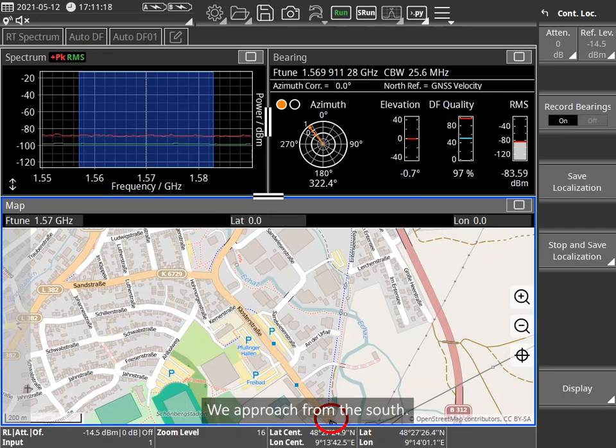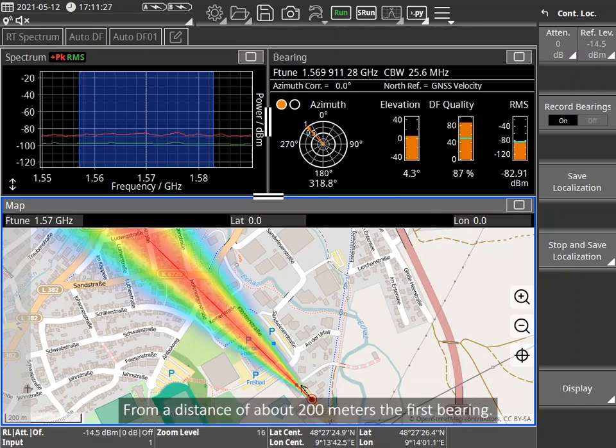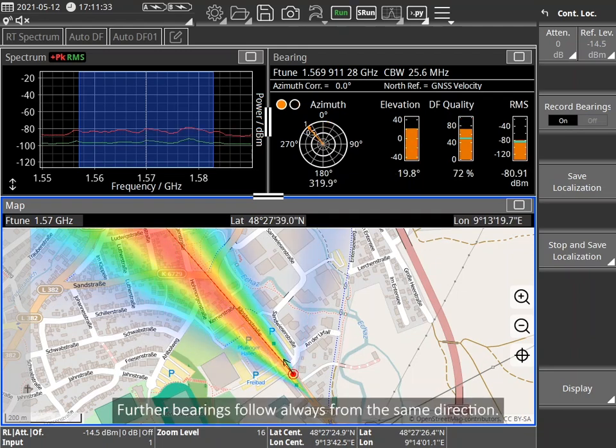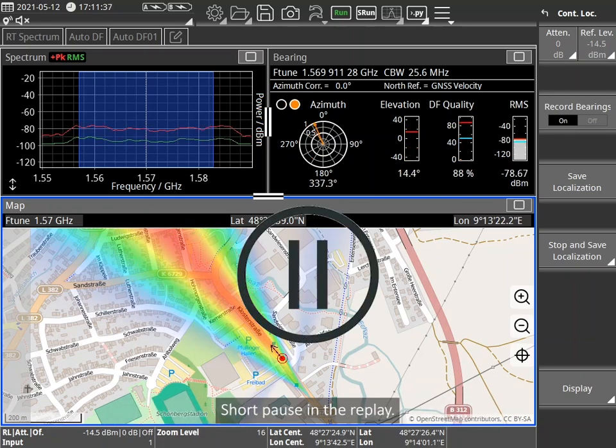We approach from the south. From a distance of about 200 meters, the first bearing. Further bearings follow, always the same direction. Short pause in the replay.